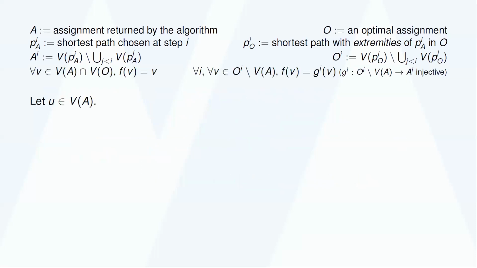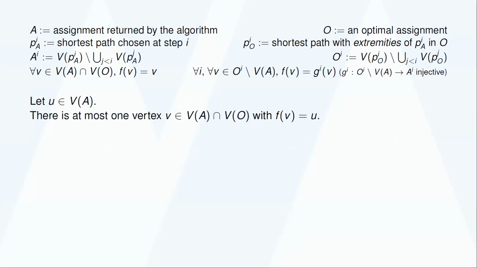So now we have this function, and we want to prove that it has the property we wanted. You take a vertex covered by the approximation algorithm, and one thing we can say is that there is at most one vertex in this set that has image u by F. Why? Because on this set, F is defined as the identity. So if there were two, they would be the same vertex.